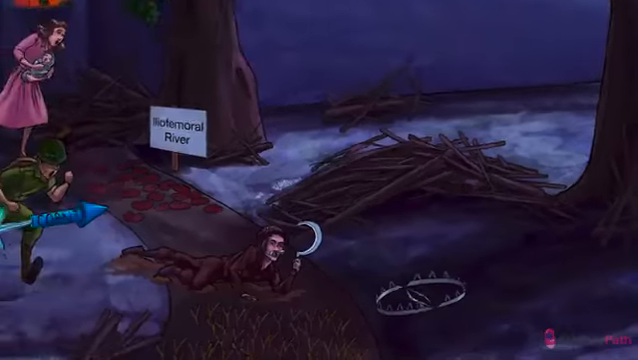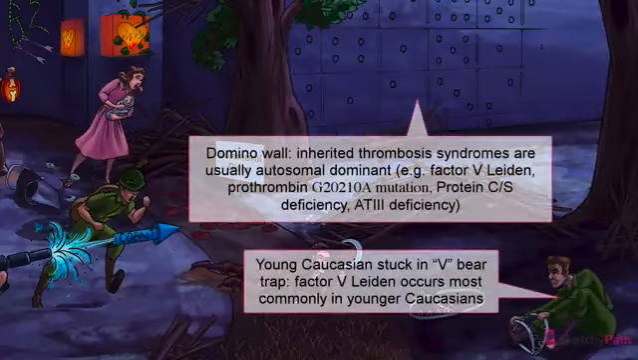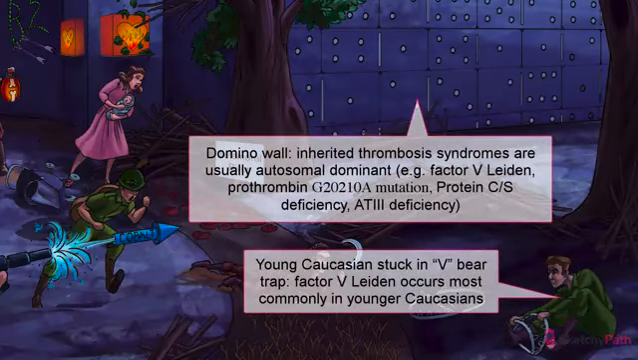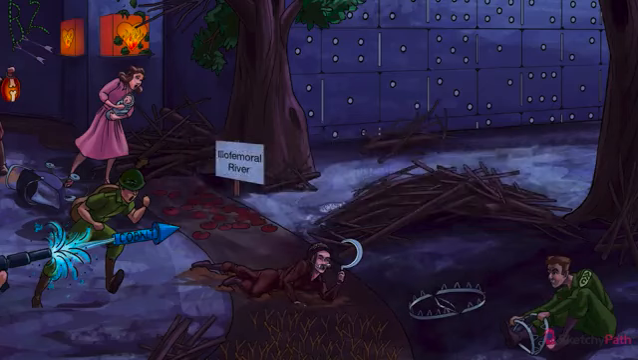Watch your step. Factor V Leiden is an autosomal dominant disorder that occurs mostly in younger Caucasians and accounts for nearly half of all hereditary thrombosis syndromes. Normally, protein C is responsible for cleaving and inactivating Factor V. At Sketchy, C is for captain. If the coagulation factors are fighters, think of protein C as their captain, telling them to stand down, controlling the whole clotting process so that it doesn't get out of hand.